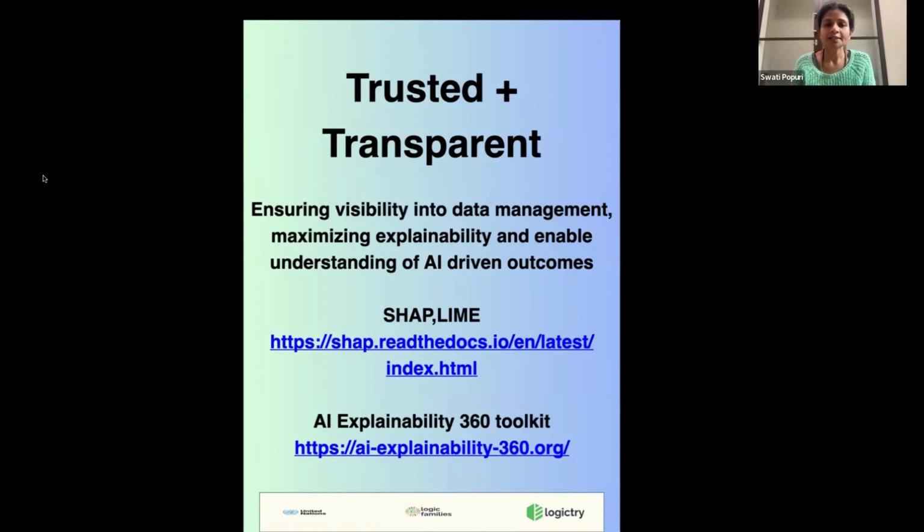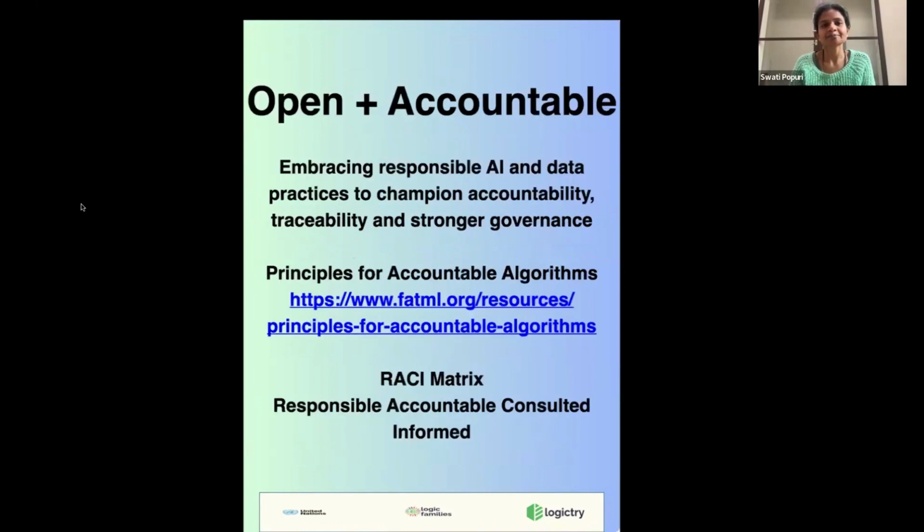And by making the data flows of what is going into the model and what is coming out of the model, it helps bring visibility into the data management. It helps understand the outcomes of the model. And some resources and tools that the development teams can rely on are the SHAP and the LIME repositories. And there is also a wonderful AI Explainability 360 toolkit, which has a really good checklist on how to ensure that the AI models are trusted and transparent.